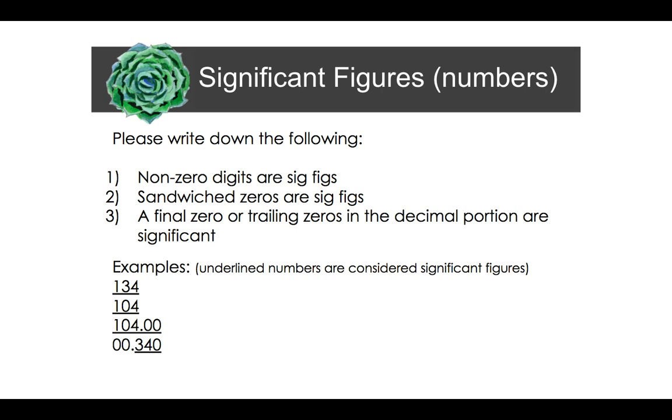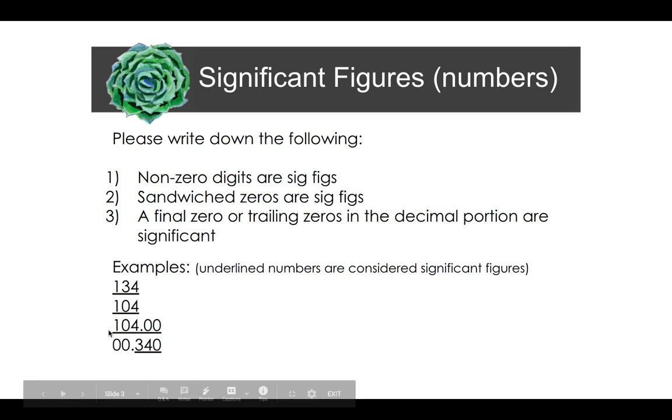So, examples of this: all the underlined numbers here are going to be considered significant figures. So in the number 134, based off of rule number 1, telling us all non-zero digits are sig figs, we've got 1, 2, 3 sig figs in the number 134. Going down to this second number, 104, as you can see, all three of them are underlined because we have two numbers that aren't zeros, meaning they're significant, as well as a sandwiched zero here. So all three of these are considered significant figures.